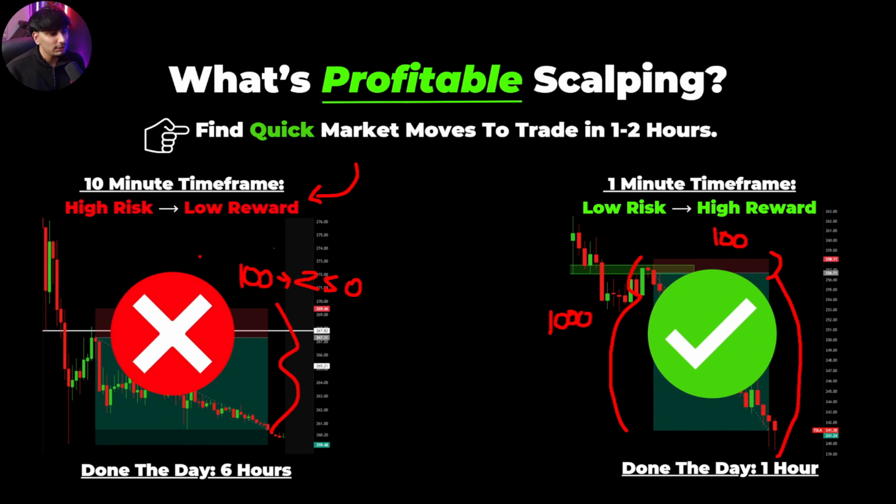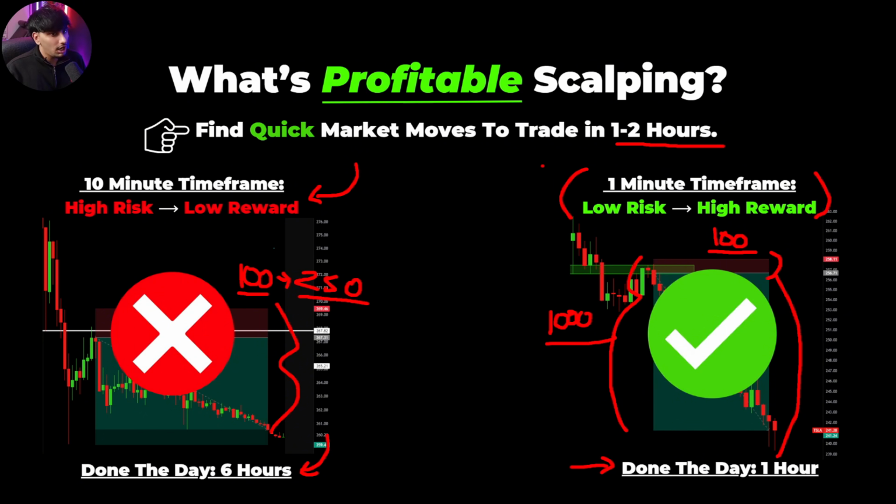Not only did we have a lower risk to reward, but this one, because we're on a higher time frame, we were done the day in 6 hours. So we had to sit there in front of the screens all day and we risked $100 to only make $250. Whereas on the 1-minute time frame, we risked the same $100, but we made $1,000, and at the same time, we were done the day in 1 hour. So therefore, with scalping, you're able to trade lower time frames and be done the day earlier so you can go enjoy the rest of the day.